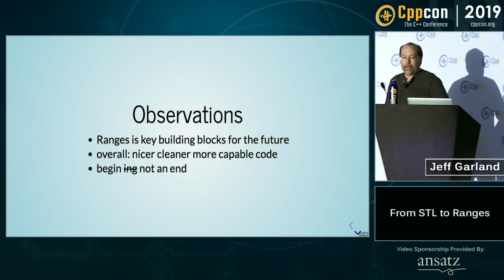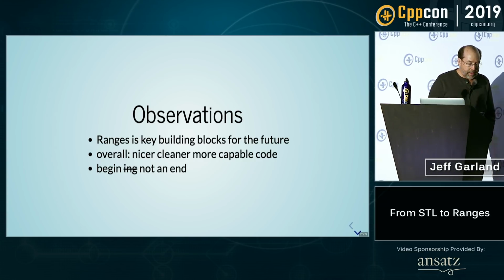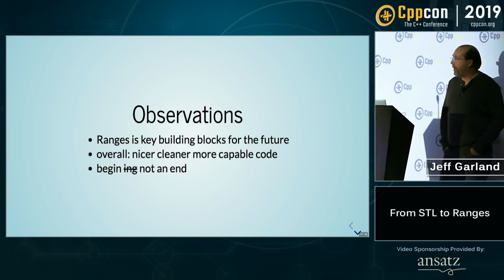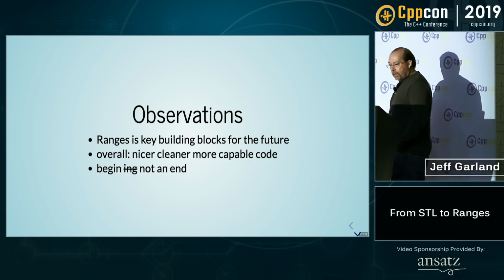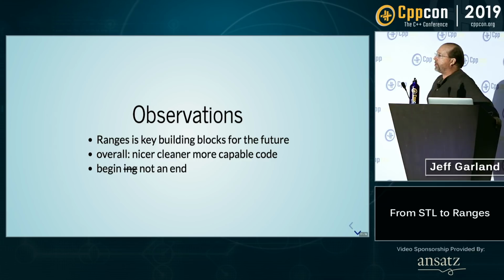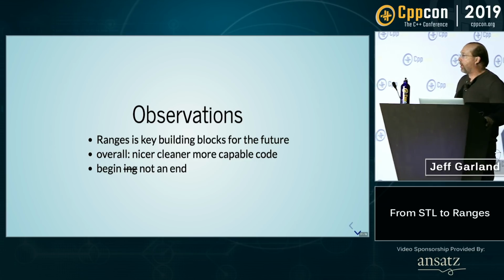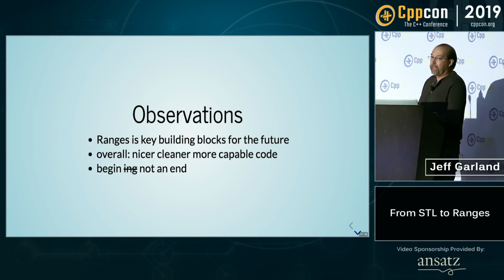And that's just about it. So I think, my reflection on this is that ranges is a key building block for the future. And even if it was just getting rid of begin and end, we're going to see a lot nicer, cleaner, more interesting code. We didn't see all of range v3, which is a very large library, make it into C++20, but I think we saw the core, the kernel part that we need, to move things forward.